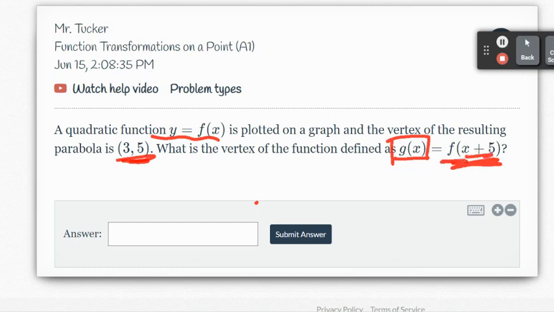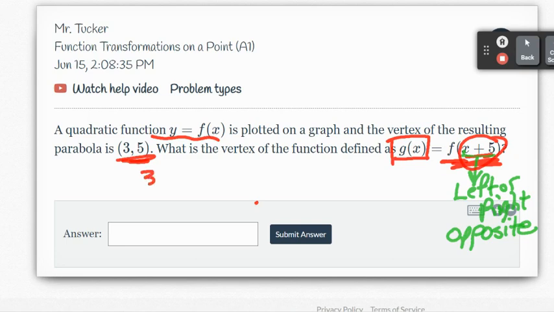Well, our function transform understanding knows that anything added in with the x causes the function to go left or right, but the key is opposite of the sign. So what I'm afraid of is that people look at this x plus 5 and they go, oh, well, you just do 3 plus 5, comma 5. So that's what it feels like you're supposed to do because it has x plus 5 in there.